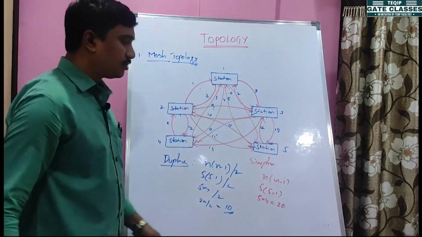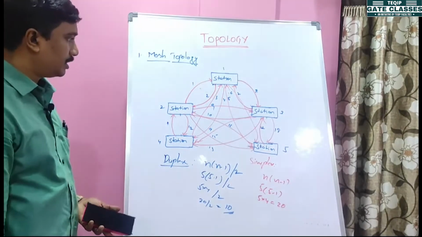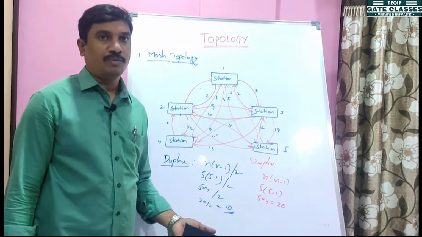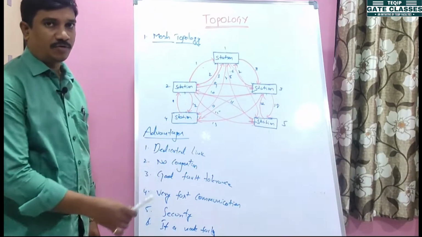Yes, 20 cables are required. So this is a mesh topology. What are the advantages of mesh topology? Coming to the advantages of mesh topology.